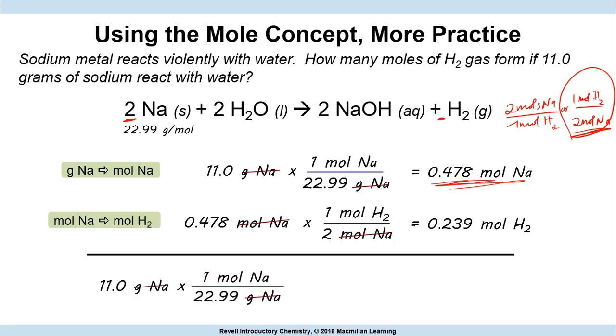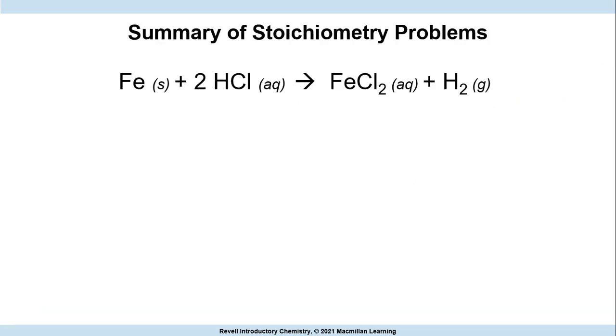Alright, now we continue by multiplying by the mole ratio. The mole ratio here is 1 mole of hydrogen is given by 2 moles of sodium. So all of those cancel out, and we are left with moles of hydrogen. So that gives us 0.239 moles. So what we did in 2 steps here, we are just using 1 step to bring it out.